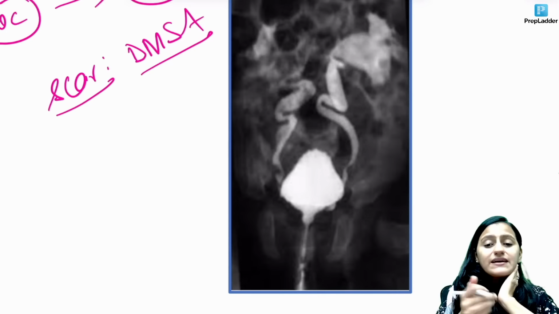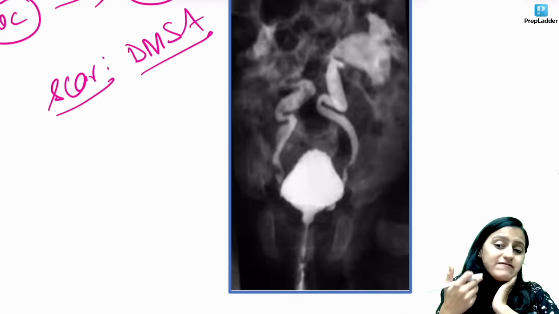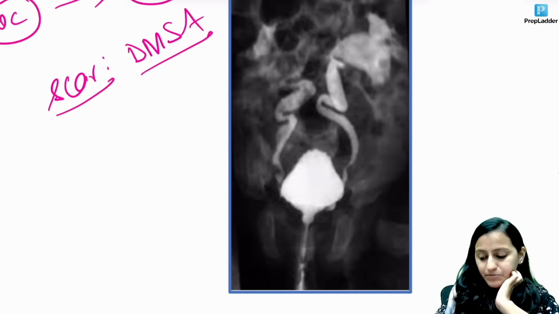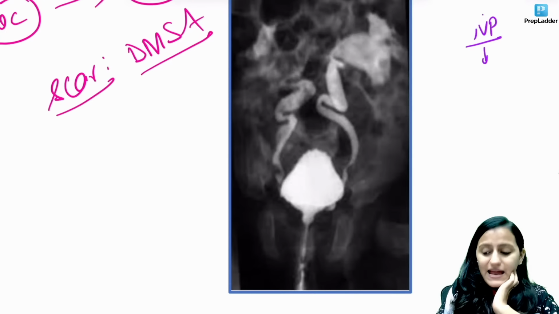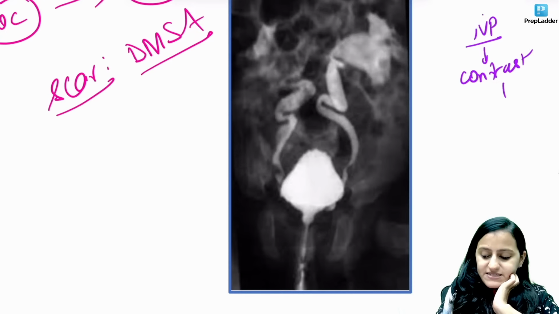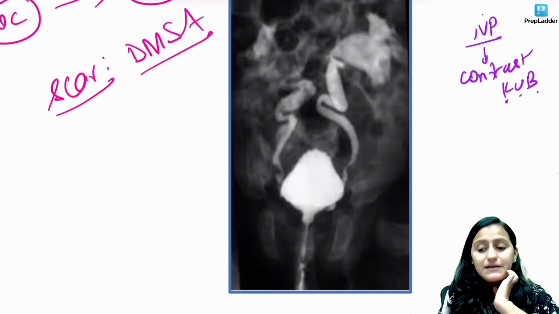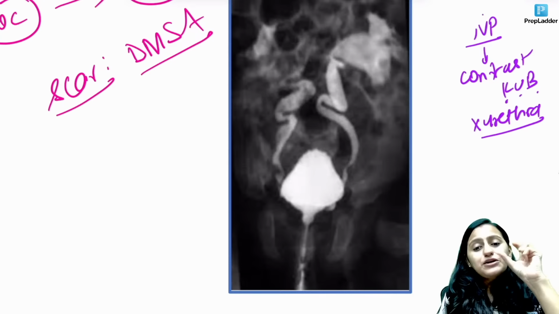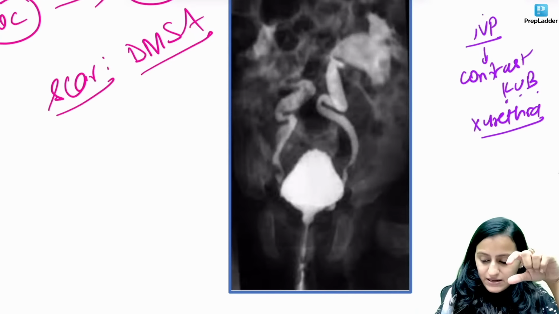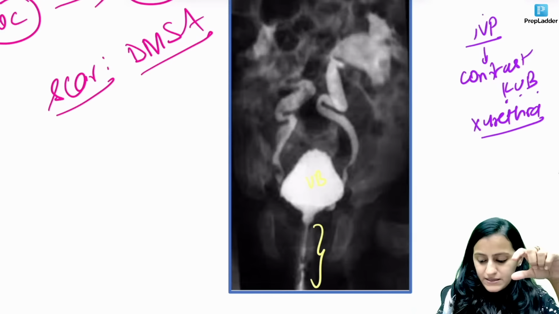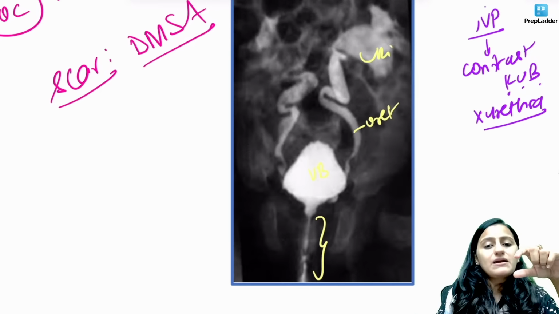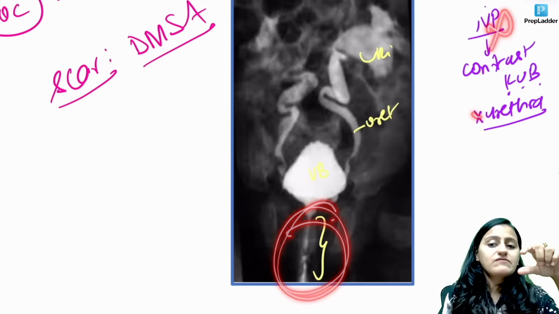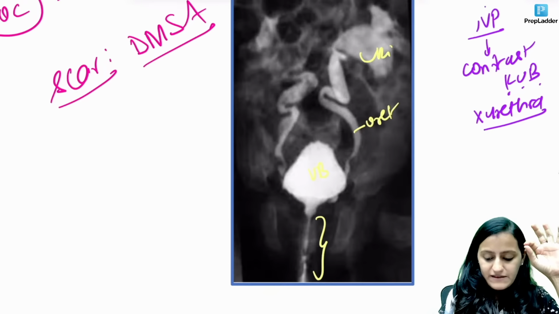IVP is a KUB X-ray with contrast. So IVP also shows contrast. You see the bladder in the IVP also. Please try to understand this concept that IVP is a contrast X-ray of KUB, kidney, ureter, bladder. You do not see the urethra in IVP, right? The urethra you are seeing here. This is the urethra part. This is the bladder part. This is the ureter and this is the kidney part. So when you are seeing the urethra, definitely it is not an IVP. Okay, so that is why this is not IVP.